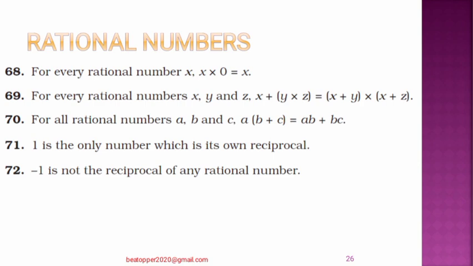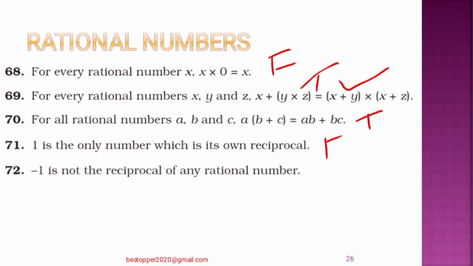For every rational number x, x into 0 equal to x. False. x into 0 equal to 0. For all rational numbers a, b and c, a into b plus c is equal to ab plus ac. True.